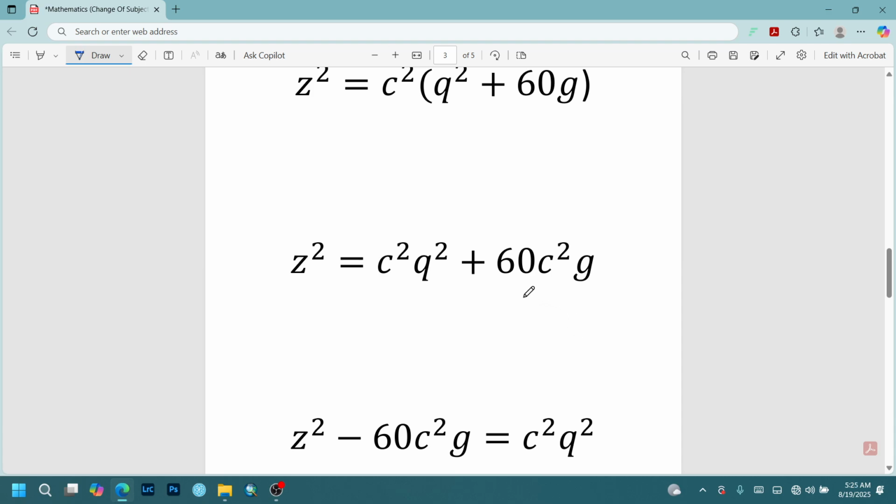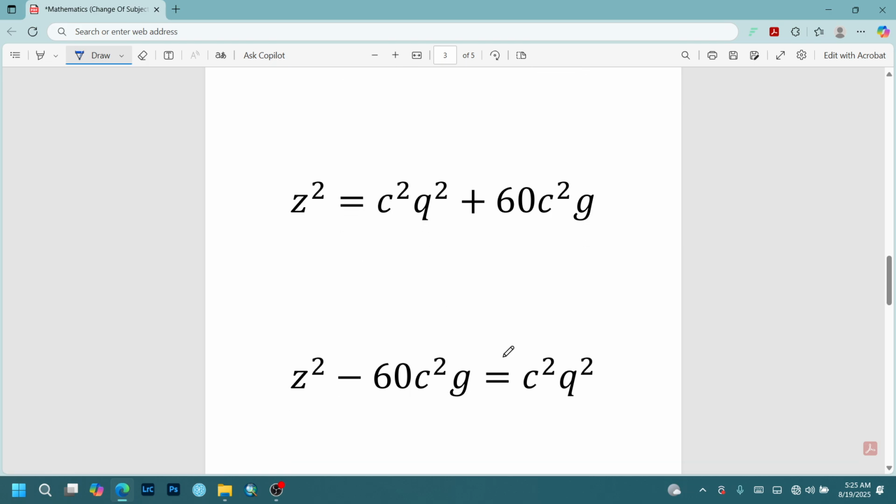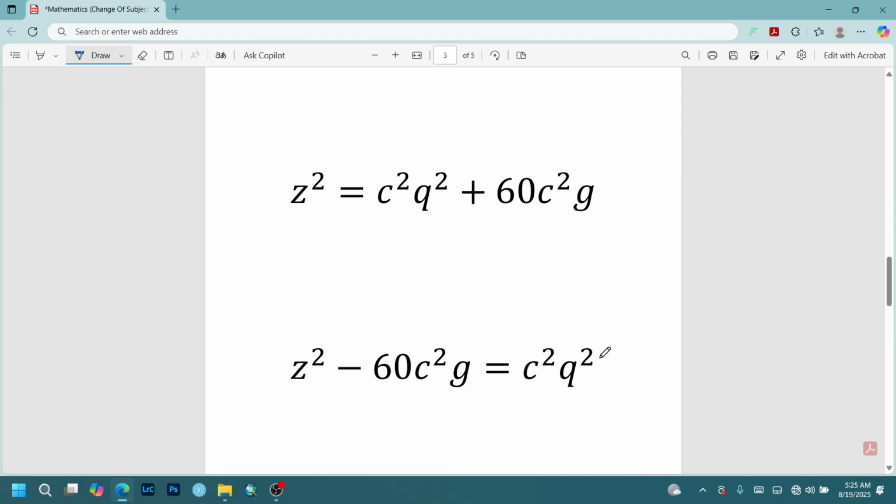So when it crosses the equal to sign, right? Whenever any number crosses an equal to sign, it will change its form. If it is a positive number, it will become a negative number. If it is a negative number, it will become a positive number. So 60 c squared j is a positive number. It will change its form to become a negative number when it crosses the equal to sign. So we have our new equation to be z squared minus 60 c squared j equals c squared k squared, right? So that's our new equation.